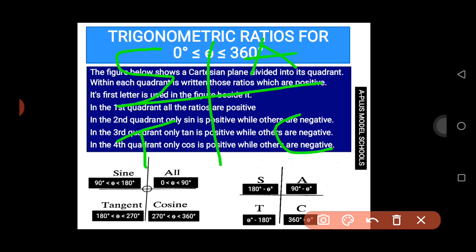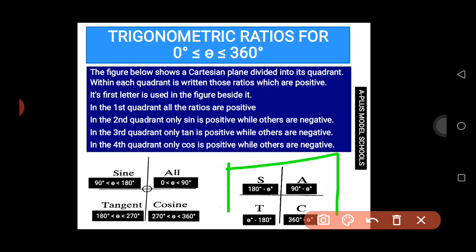So with this, I already know which of the trig ratios is positive and which one of them is negative. And that is exactly what we have here. When you look at it very well, we have ACTS, and some use it as CAST. If you want to use CAST, you start with the fourth quadrant. CAST or ACTS, anyhow, you just pick the one.